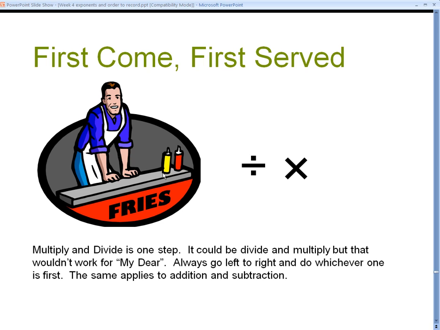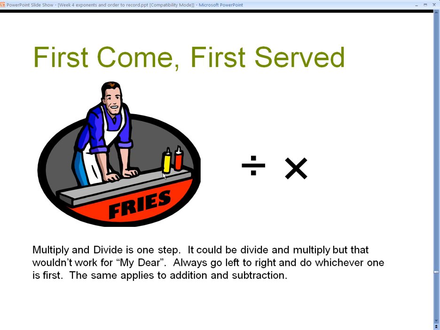Here's a little reminder on the left to right. Multiply and divide is one step. Remember, it was step number 3, and they are together. It could be divide and multiply, but that doesn't work for my dear Aunt Sally, right? So they said multiply and divide, but always go left to right.